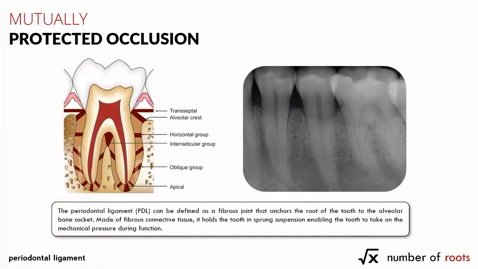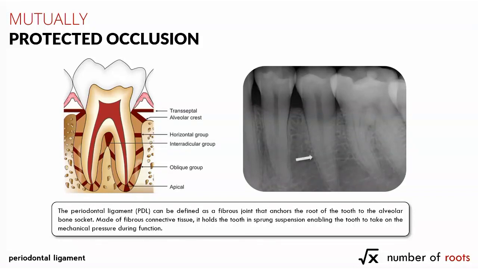So here's some diagram. We have PDL fibers that run in various directions. There's the horizontal group, the interradicular group, which means between the roots, oblique, so some at a different angle, and apical. There's also some that aren't even listed on there. There's ones that wrap around, like circumferential, right?